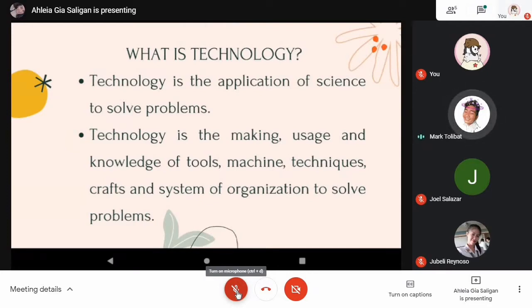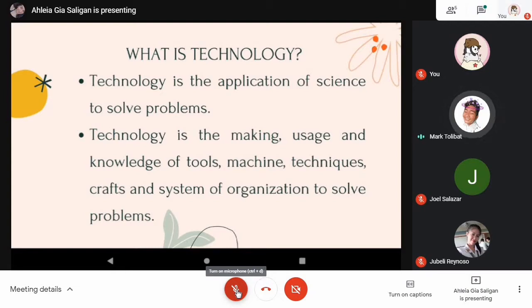Now, let's start the discussion by defining first the word technology. We prepared two definitions of technology. First, technology is the application of science to solve problems. It is not new to us to hear the statement that science and technology are interconnected. Based on some researches, technology and science benefit from each other. If science uses technology to make new discoveries or answer questions, then technology uses science to find solutions to practical problems, specifically human problems.